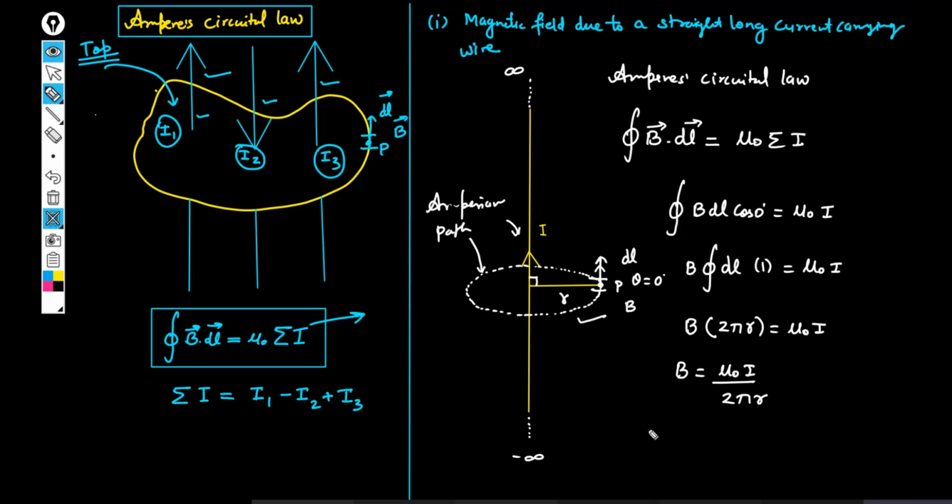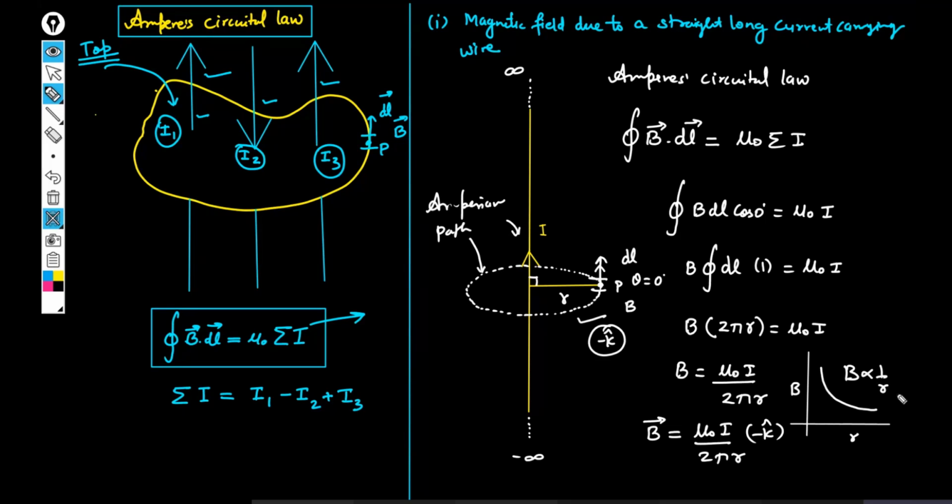Now this is the scalar form. In vector form, it will be mu naught I upon 2 pi r, and because it is inwards, so minus k cap will be there. Now if we plot the graph between magnetic field and the distance r, it is inversely proportional, so definitely it is going to be a rectangular hyperbola like this, B inversely proportional to r. I hope it is clear to everyone.